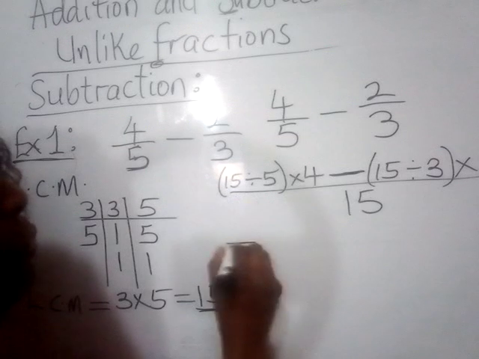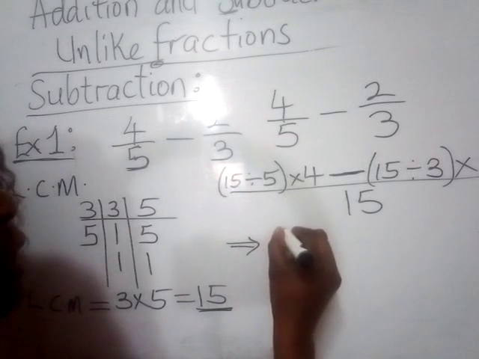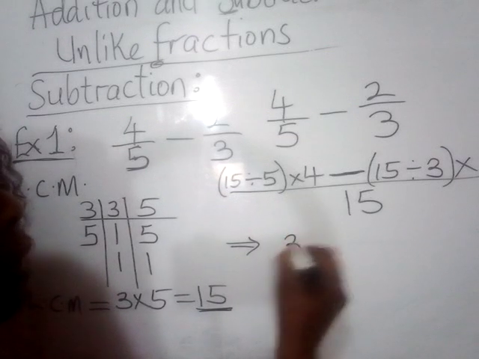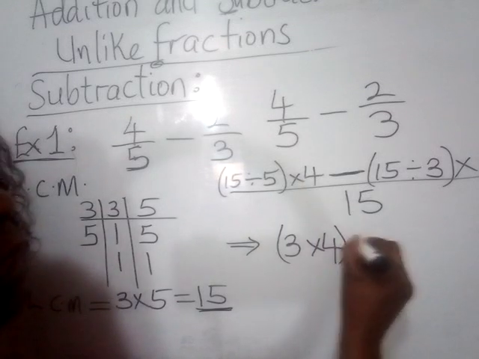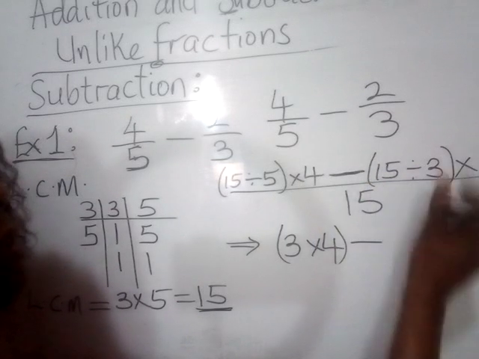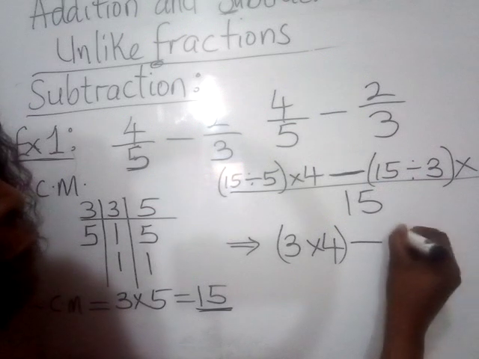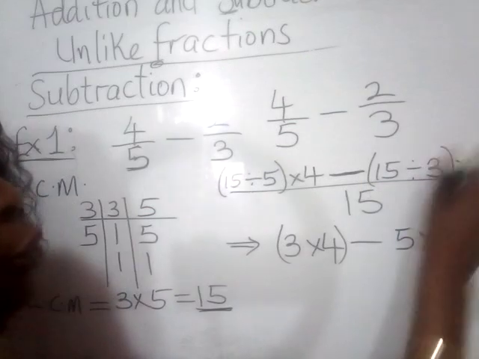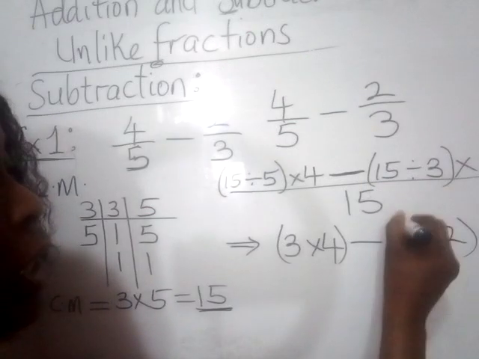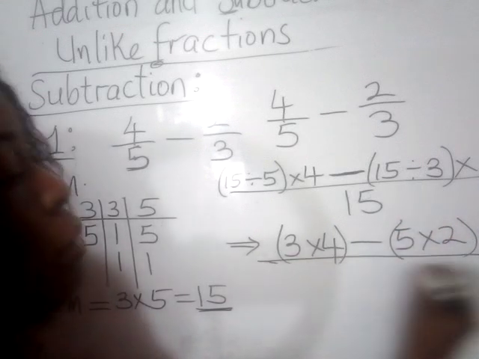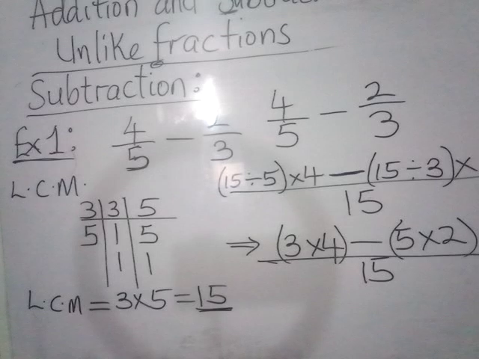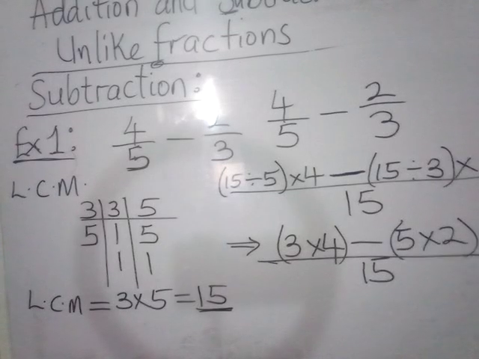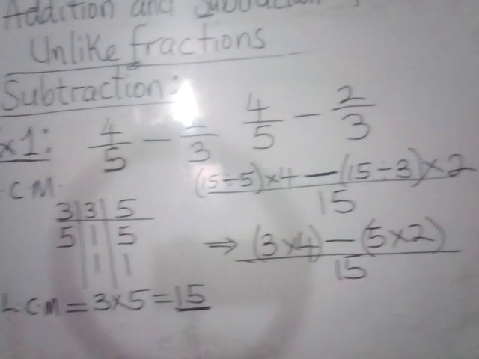So here we have 15 divided by 5. That gives us 3 times this 4 now. You can put that in the bracket. You write your minus. 15 divided by 3 gives us 5, then times the 2. You can also put that in a bracket. And then write your new denominator, which is 15, the new denominator for the two fractions, right?